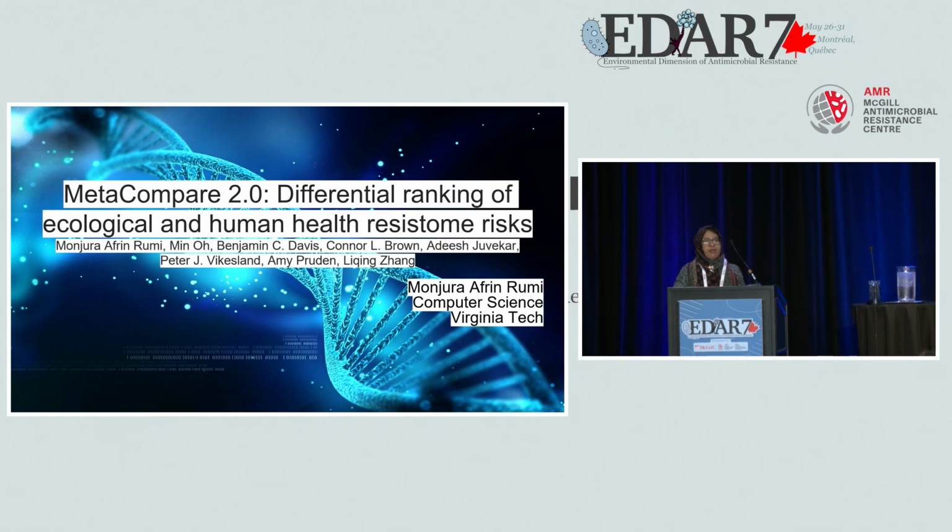Hello, everyone. I'm a PhD student in the Computer Science Department of Virginia Tech. My research specialization is metagenomics and computational biology. Today, I'm going to talk about a bioinformatics tool that we designed and developed to compare metagenomic samples in terms of risk associated with antibiotic resistance genes.